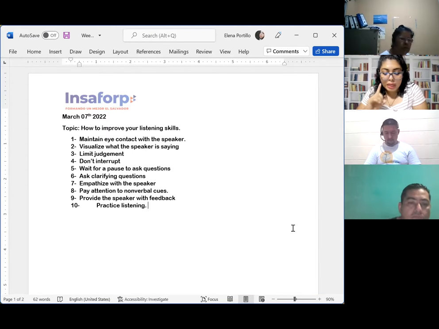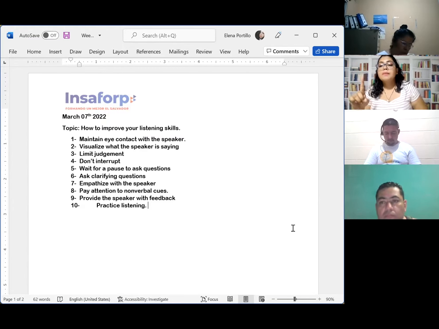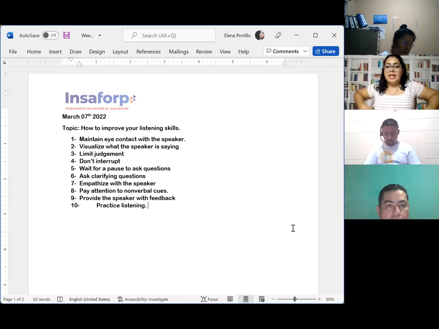Visualizing what the speaker is saying will also help you to not have to prepare for what to say next. If you happen to lose focus, make sure to immediately refocus. This is very important. When someone is talking, we need to create a mental map of what people are saying. Or maybe we can create an image if we have that kind of imagination, that's better.